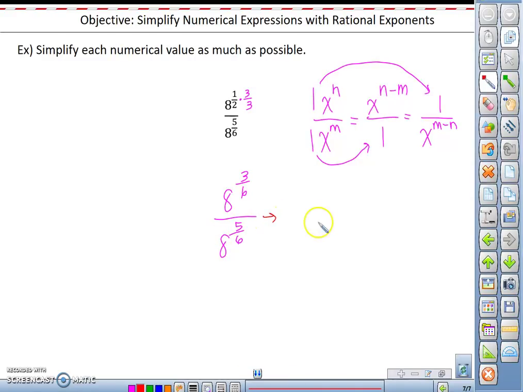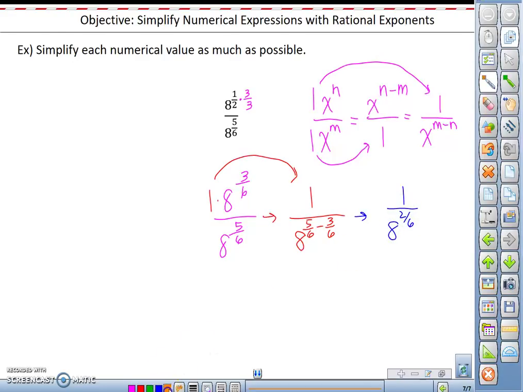So this is now going to become a new power of 8 in the denominator with an exponent of 5/6 minus 3/6. And then here I am going to get my 1 because this is like 1 times that power, and so that now is a 1. Then what I'm looking at, of course, is subtracting numerators with a denominator of 6. So I have 1 over 8 to the power of 2/6.